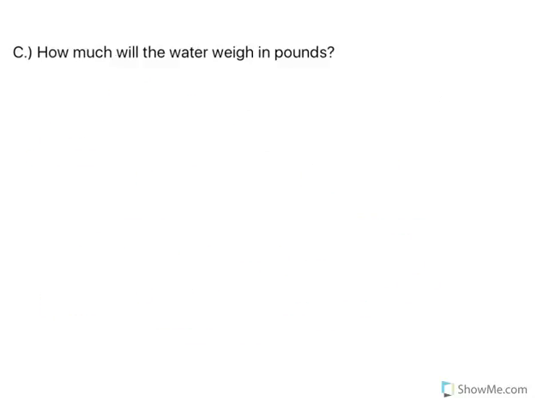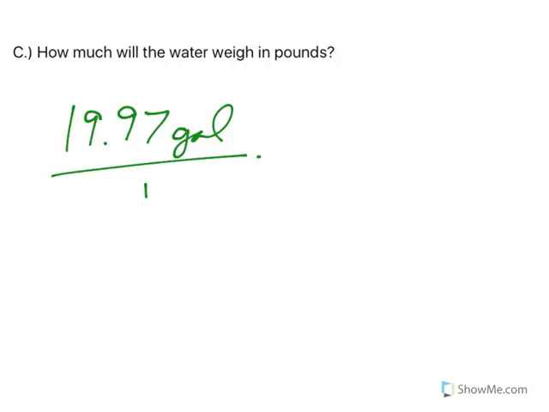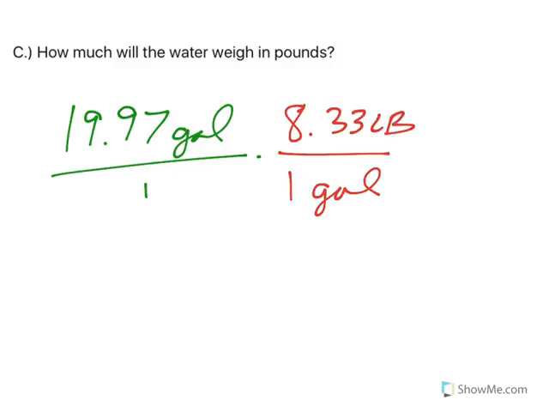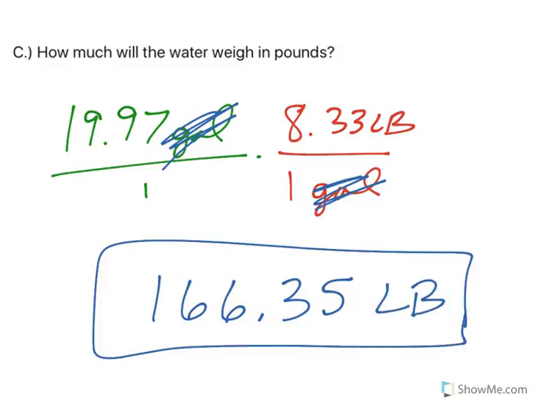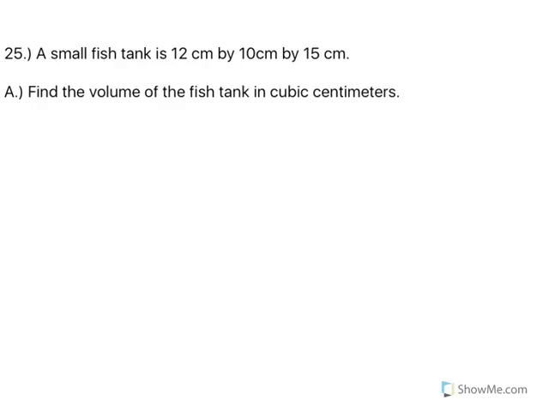And part C, how much will that weigh? Well, remember, I have 19.97 gallons from part B. And I know that 1 gallon is 8.33 pounds. So gallons cancels out. I multiply across, and that's 166.35 pounds. Boom. That's how much the water weighs.